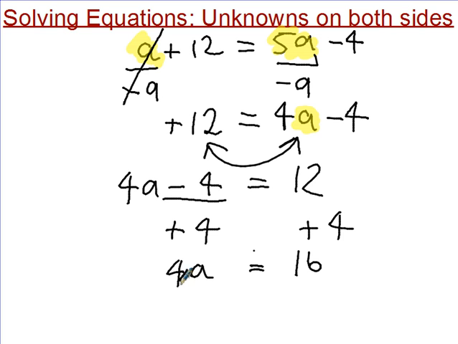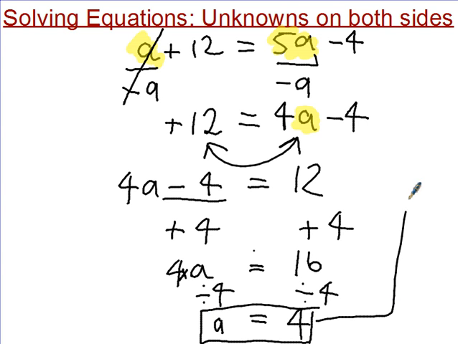Then I need to do the inverse of multiply by 4, which is divide by 4 on both sides, and that gives me a equals 4. That's my solution, and I can check it by substituting. Next I want you to have a go at question 1 on the back page of your homework. Pause the video and have a go now.